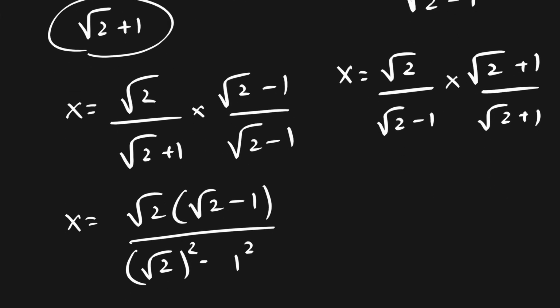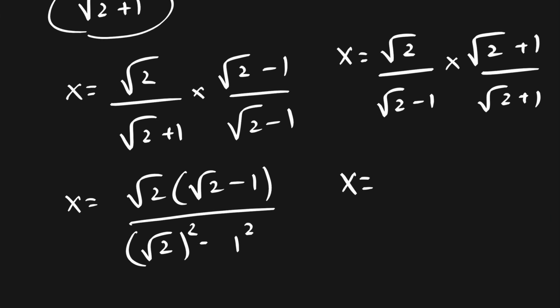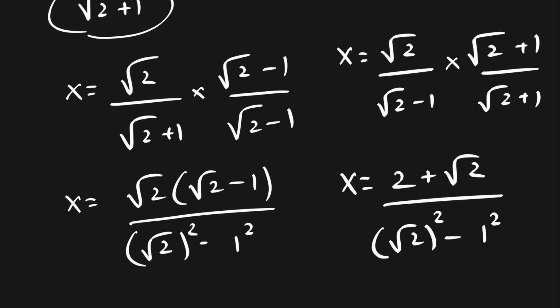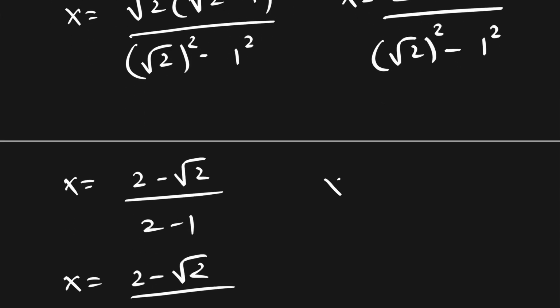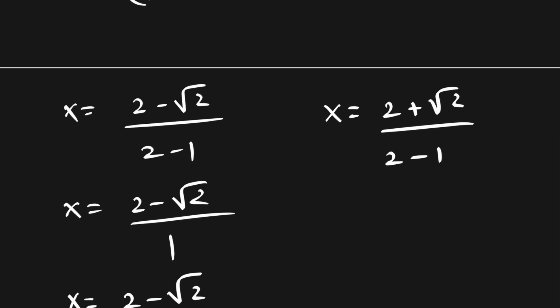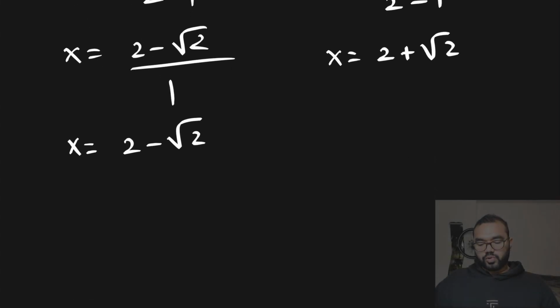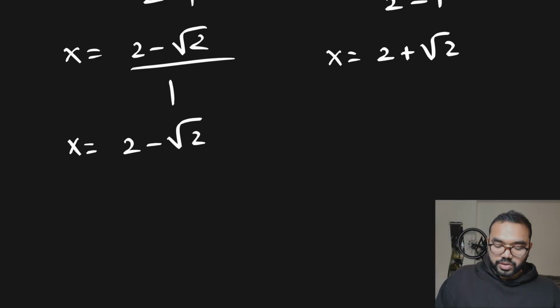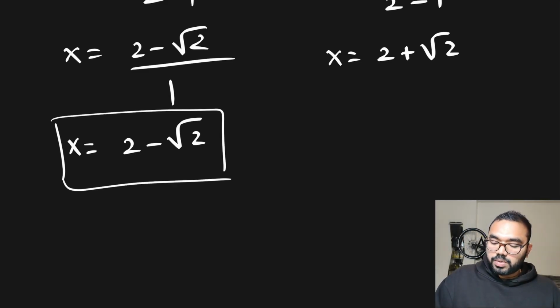I can apply a minus b times a plus b. So x is square root of 2 times (square root of 2 plus 1). Square root of 2 times square root of 2 is 2, plus square root of 2, and the denominator is square root of 2 whole squared minus 1 squared, same as the other denominator. So I have (2 plus square root of 2) divided by (2 minus 1), and that is simply 2 plus square root of 2. Okay, so one solution is x equals 2 minus square root of 2, and the other solution is x equals 2 plus square root of 2.